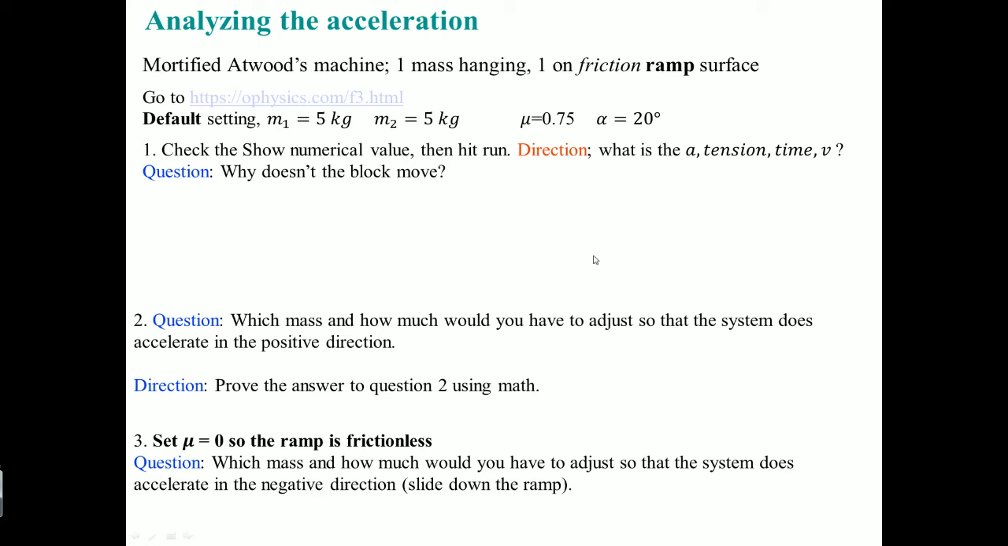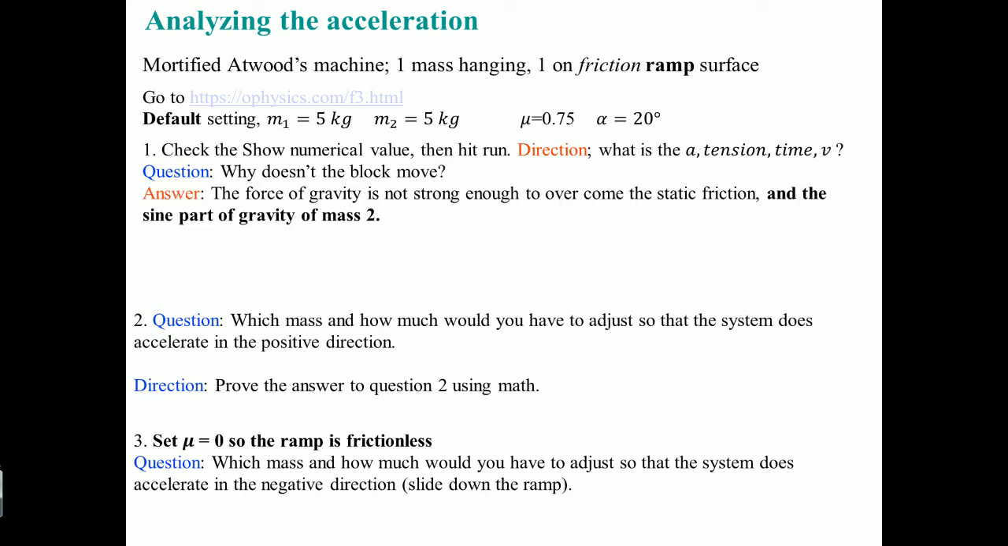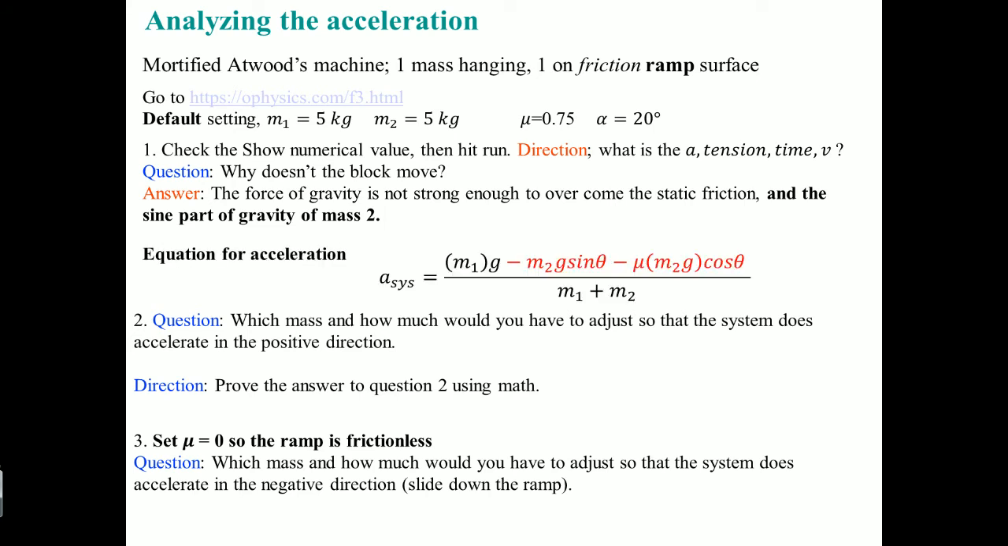Why doesn't the block move? Well, the force of gravity is not strong enough to overcome the static force of friction and the sine part of the gravity of mass 2. This is the static friction part that is subtracting it, and this is the sine part of gravity. Okay? You should see it here. Right? It has to be strong enough to overcome that.